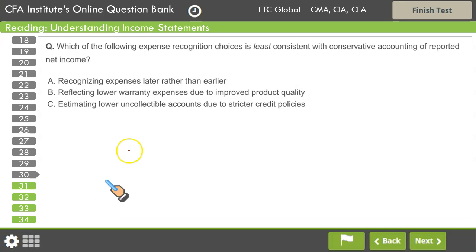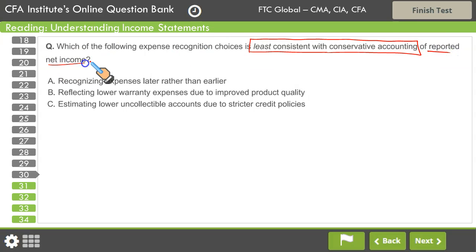Next. Which of the following expense recognition choices is least consistent? Mind the word least, consistent with conservative accounting of reported net income.